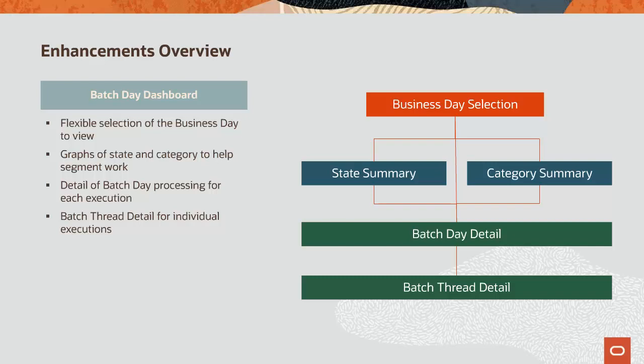The second part of the dashboard includes a list of every execution associated with that business date. These details might be filtered by the graphs themselves or using filters inbuilt to target specific areas of concern. And lastly, once you've selected a particular execution, you can go to the batch run tree or see individual information about key metrics of each thread for more detailed analysis.